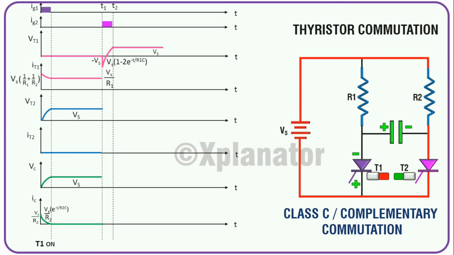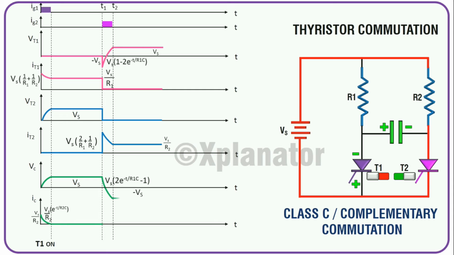When reverse biased, T1 stops conducting, so current also falls to 0. T2 is conducting, so there is no voltage drop across it, hence VT2 equals 0. Current in T2 is flowing from two circuits, so the magnitude is high initially, and once capacitor has charged, magnitude of the current will reduce. The capacitor discharges to 0 and recharges towards voltage with a different polarity.